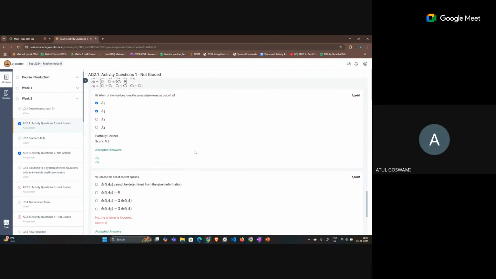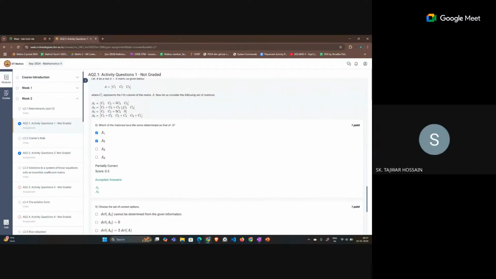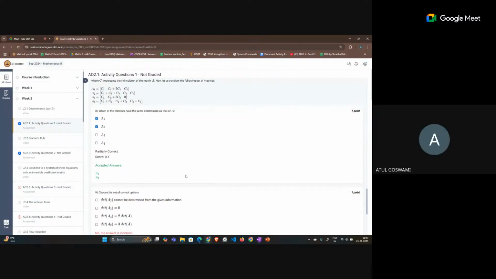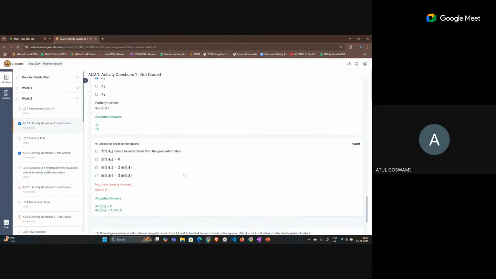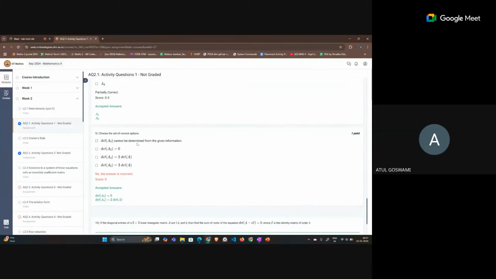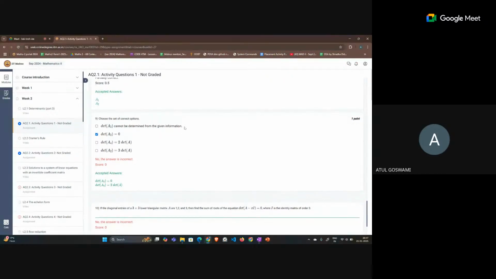Set of correct options. But I said determinant of A3 would be 0, because one column is entirely 0. Yes, in A3 one column is entirely zero. That means the determinant is zero, so that's why this option is incorrect. We can open the determinant using that column. Determinant of A4 is 2 times the determinant of A.